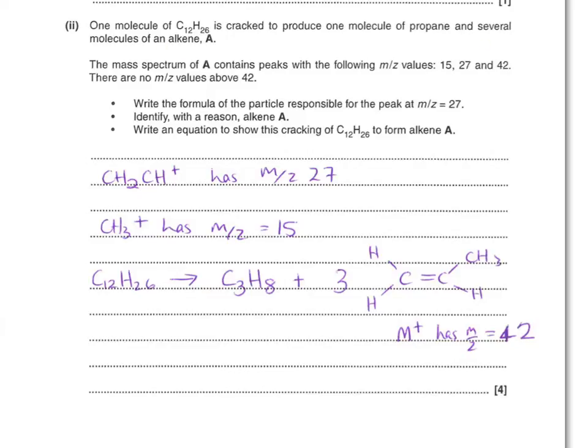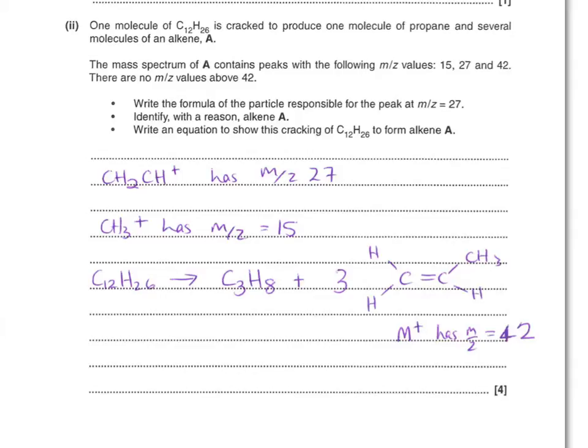And it says several molecules of alkene A, a single alkene. Well, we're left with 9 carbons, so 12 minus 3 is 9, and 18 hydrogens because 26 minus 8 is 18. The C9H18 is going to give us 3 molecules of C3H6, being alkenes. So we've really already identified alkene A. We've got to be able to give reasons though, and we can use the other questions to show that.